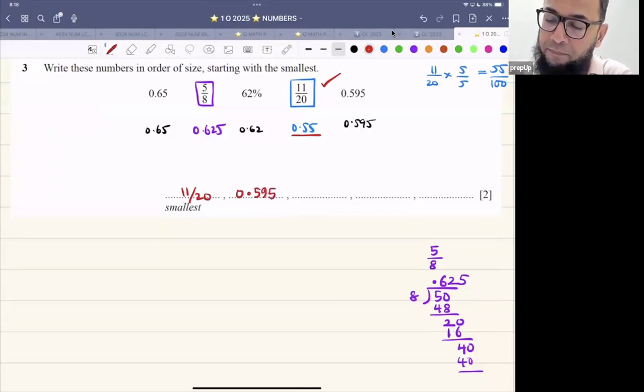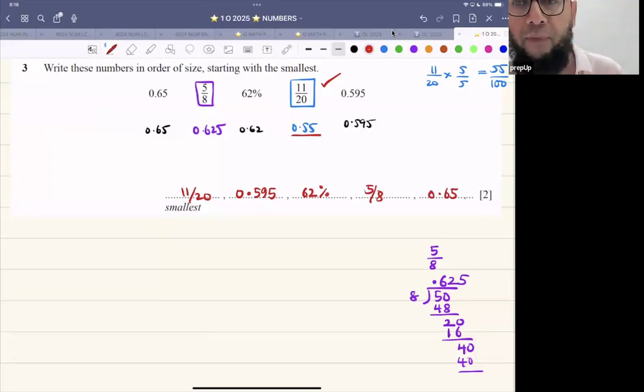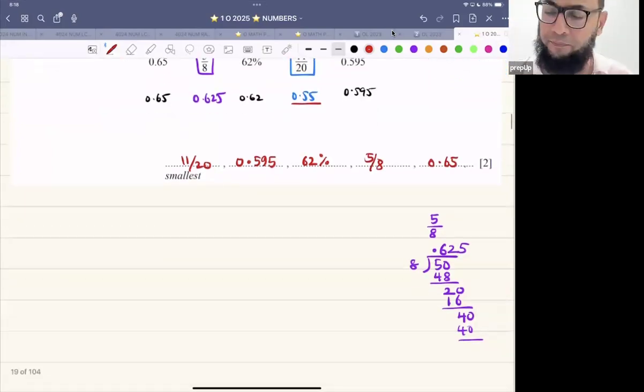595, that is this thing. Next one is 62%, that is 0.62. Next one is 0.625, which is 5 over 8. Biggest one is 0.65. That is the answer for this particular part. All good, all clear?